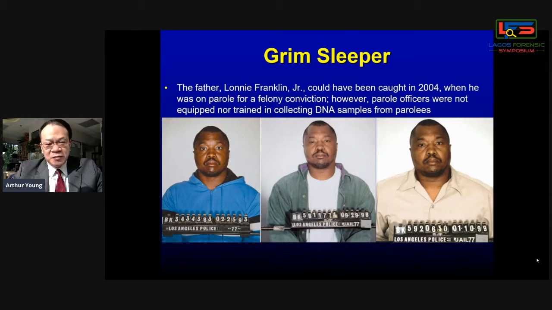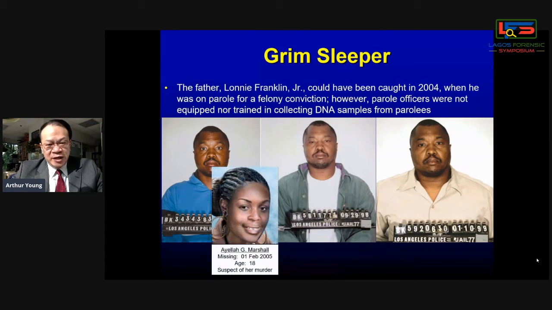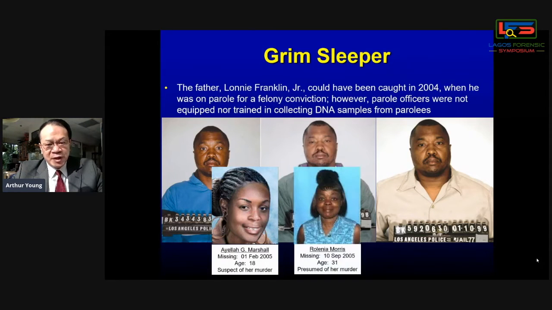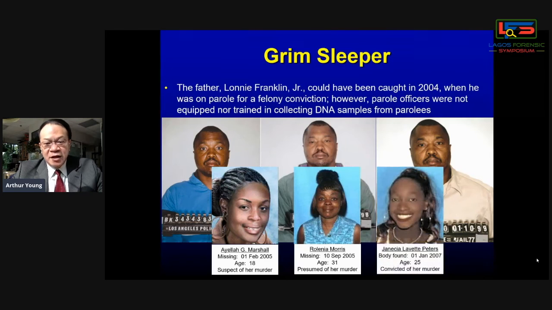And the really sad news then is that Ayala Marshall was reported missing in February of 2005, Rolenia Morris was reported missing in September of 2005, and Janisha Peters was reported missing in 2007.